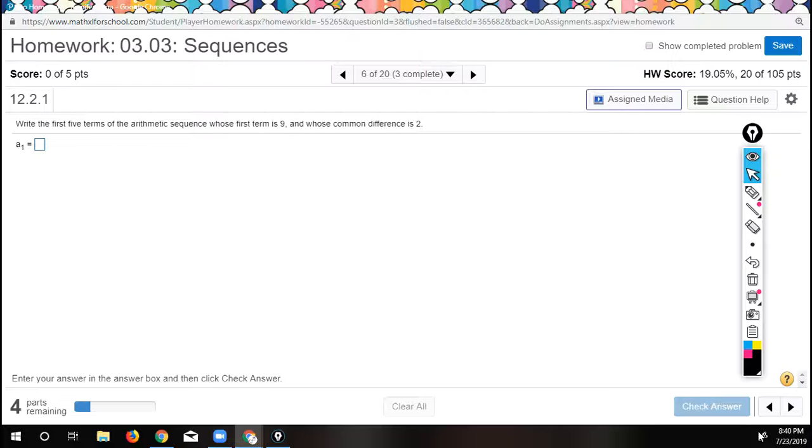Okay, this is a new section. That's fine. We're going to skip to number 7. Write the first 5 terms of the arithmetic sequence. Now, this deals with a formula, okay? So they tell you the first term and the common difference. So I actually go to Google and I type in formula.